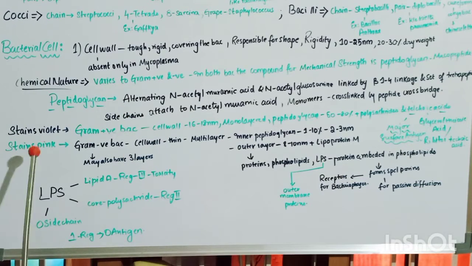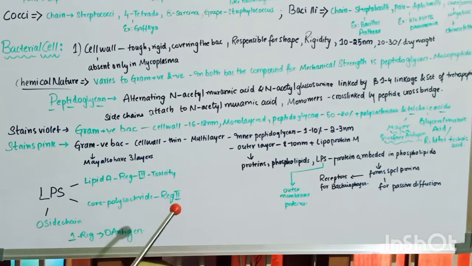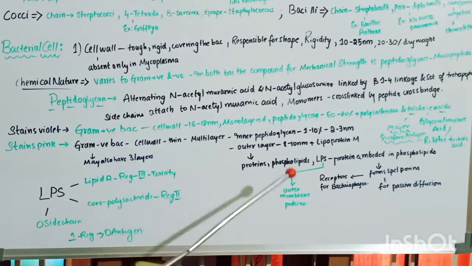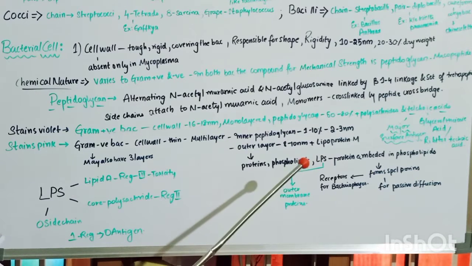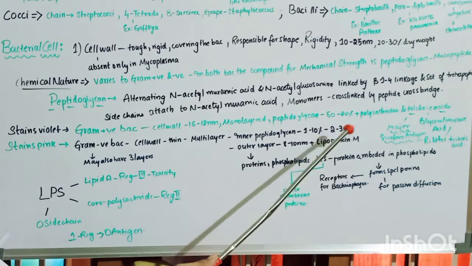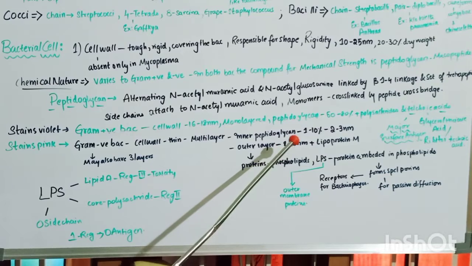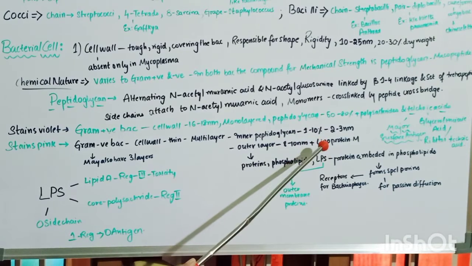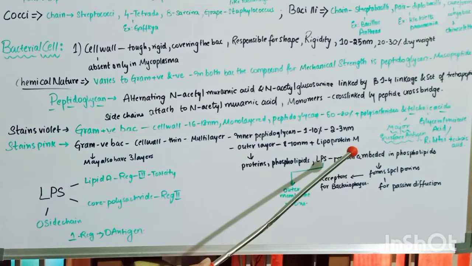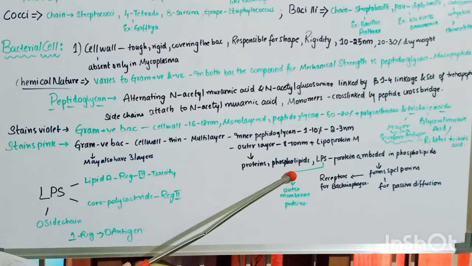Next, gram-negative bacteria. It stains pink color. The gram-negative bacteria has a cell wall which is thin, multi-layered, and it is divided into inner and outer layer. The inner peptidoglycan layer is 1 to 10% and it is 2 to 3 nanometers. And next we have the outer layer which is 8 to 10 nanometers. It is associated with lipoprotein, contains the lipoprotein molecules, and the outer layer contains the proteins, phospholipids and LPS.